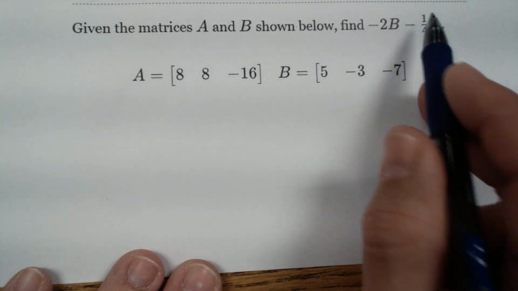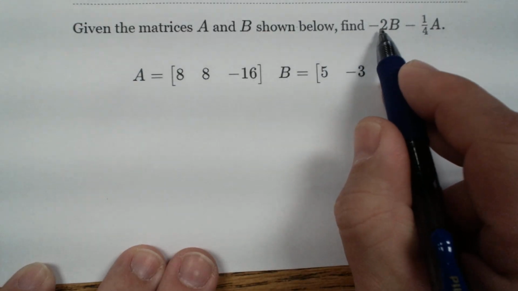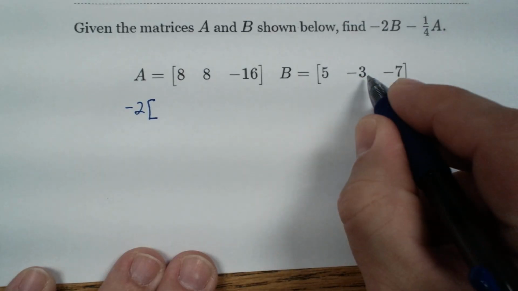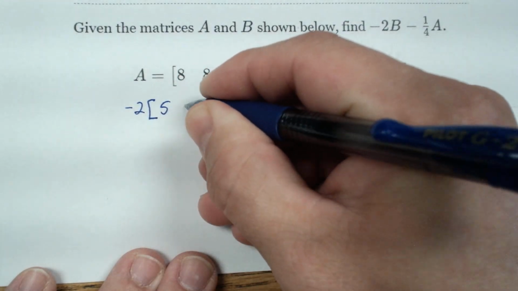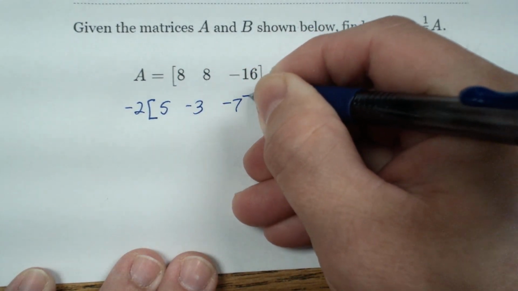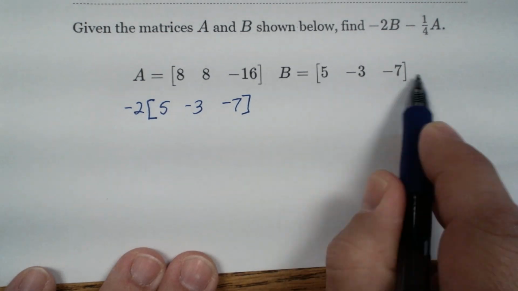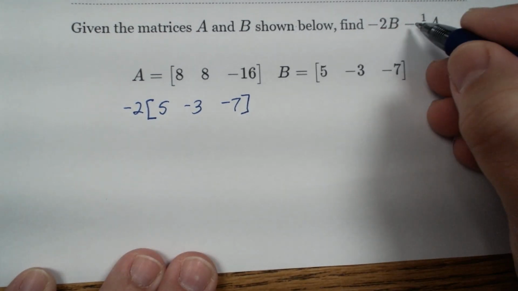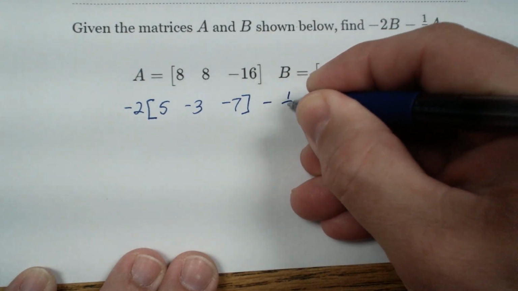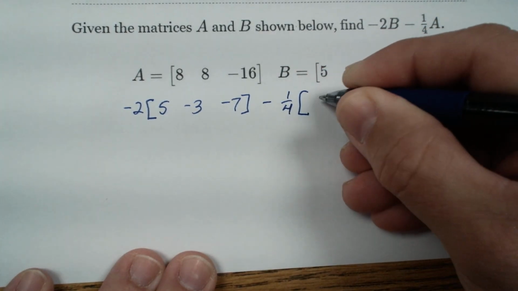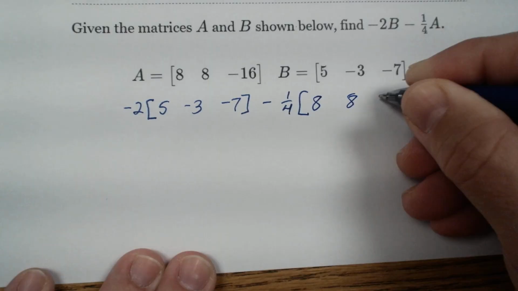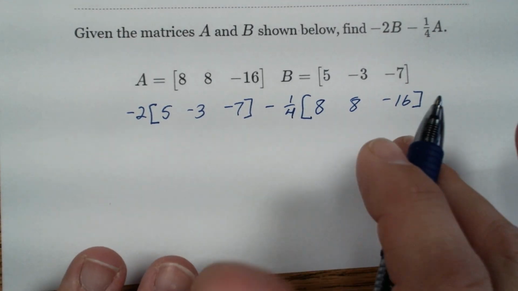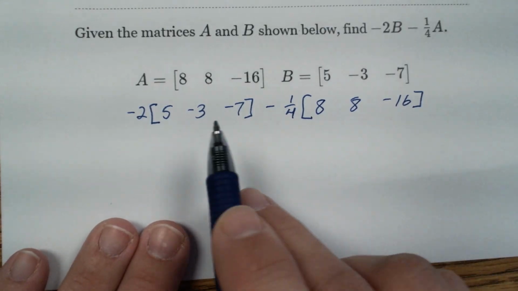All right. So for this last one, we have a couple different operations going on. We've got some scalar multipliers kicked in there as well. So we're going to do -2 times matrix B, which is the matrix 5, -3, -7. And by the way, this is a 1 by 3 matrix. Matrix A is also a 1 by 3 matrix. We're going to do -1/4 times matrix A, which is 8, 8, -16. So first, before I do the subtraction, I will go ahead and do the scalar multiplication.